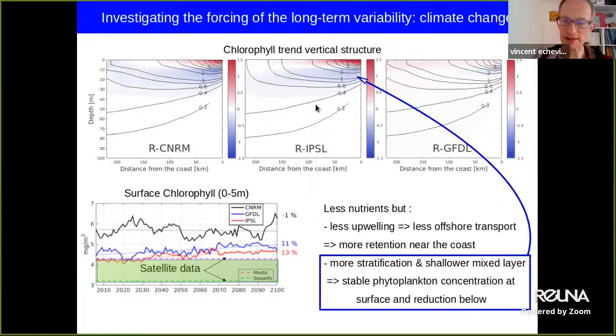And what we can say to explain this is that we have less nutrients. For instance, in the IPSL model, we have less nutrients upwelled to the surface. However, because the wind is weaker, there is also less offshore transport of the phytoplankton. So there is probably more retention near the coast, which tends to maintain a relatively high concentration of phytoplankton. Also, there is more stratification and a shallower mixed layer. So there is a stable phytoplankton concentration at the surface and a reduction of phytoplankton below.